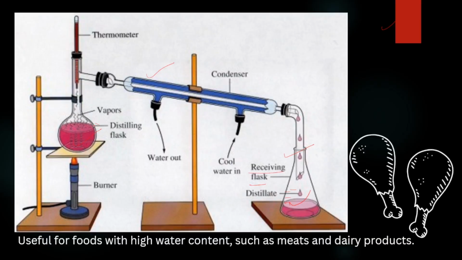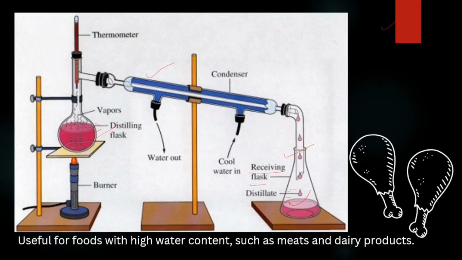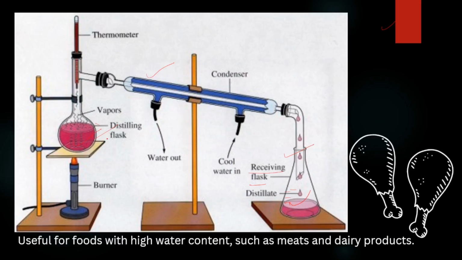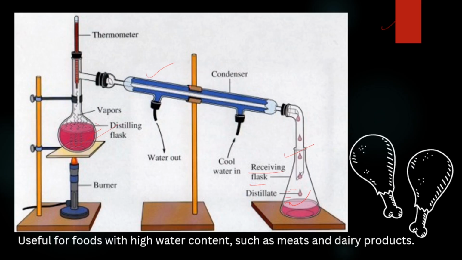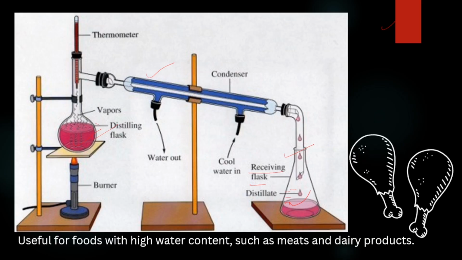The reaction mixture is heated to its boiling point. Usually, this mixture consists of an organic solvent that forms an azeotrope with the water. The solvent and water in the form of azeotropic vapors rise up and pass into the condenser, where they cool and condense back into liquid.